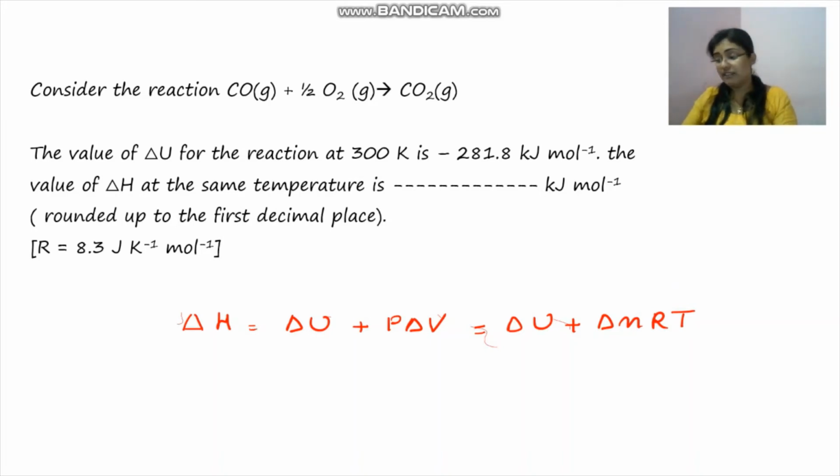Now I just have to substitute the values. For substituting the values, the first thing that we should know is the delta n value. What is delta n? It's not given. So from the equation, we have to find the delta n value. So let's look at the equation first.